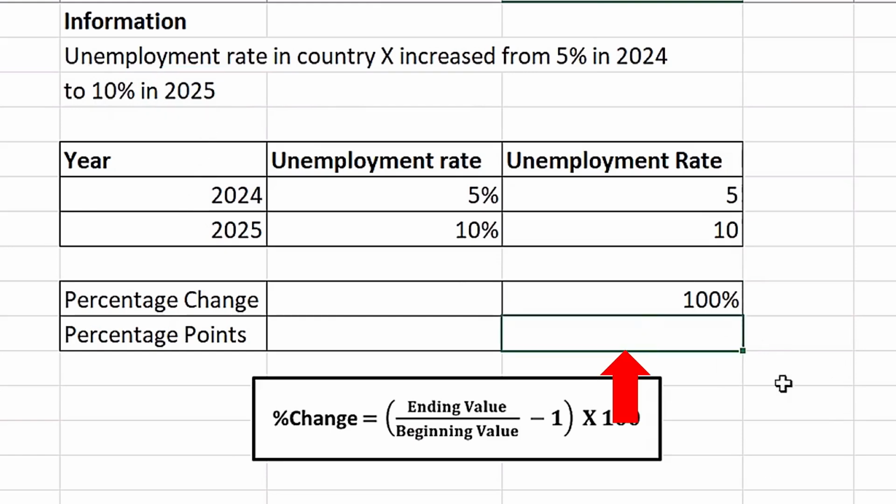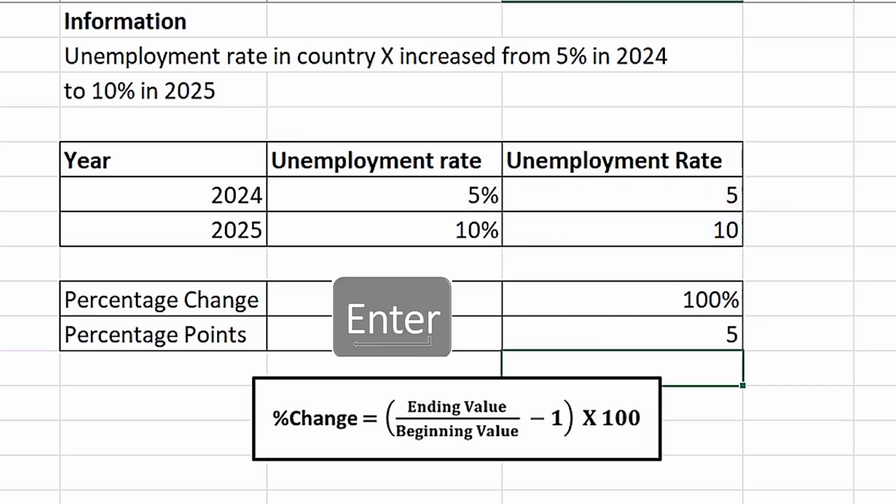Let's click on this cell here and we also calculate percentage point. So I'm going to do equals to. For percentage points, you simply need to subtract the rate from the previous period from the one for the current period. So I'm going to do the rate for the current period, which is this one here, minus the rate from the previous period, which is this one.